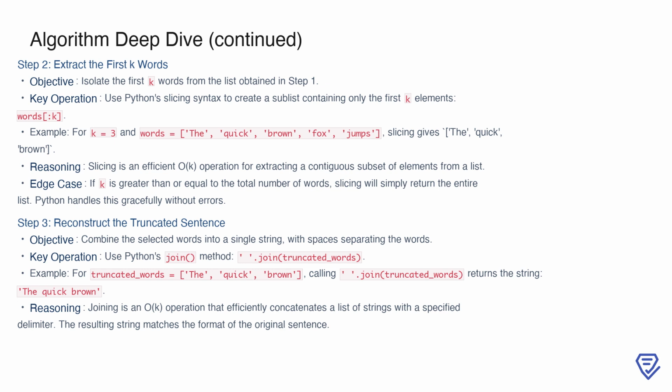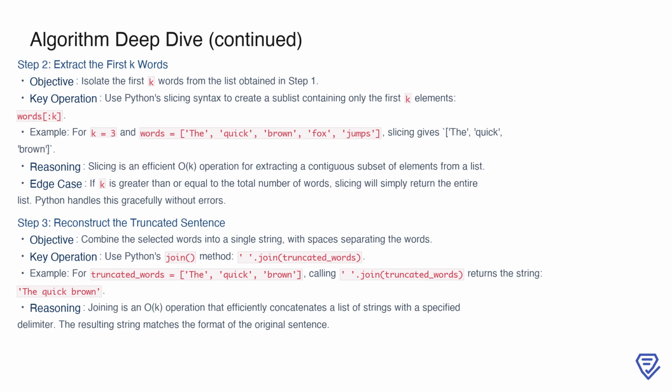Now that we have the words as a list, the next step is to extract the first k words. This is accomplished using Python slicing syntax, which allows us to create a sublist containing only the first k elements. For instance, if k equals 3 and the list of words is ["the", "quick", "brown", "fox", "jumps"], slicing with words[:k] will give us the sublist ["the", "quick", "brown"]. This operation is efficient, with a time complexity of O(k), because it directly accesses the required portion of the list. Additionally, Python handles edge cases like k being greater than or equal to the total number of words gracefully. In such scenarios, the slicing operation simply returns the entire list without raising any errors.